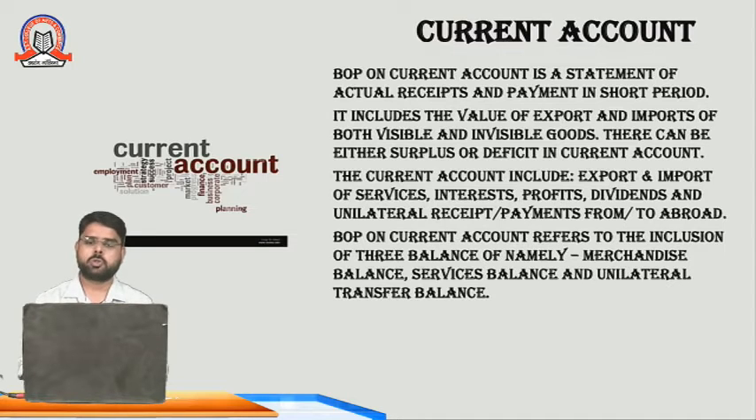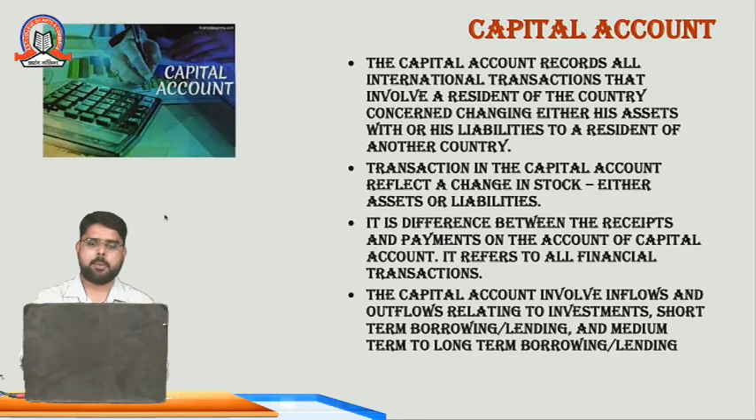Okay. So the next one we are moving further, the BOP on current account refers to the inclusion of three balances, namely the merchandise balance, the service balance and the unilateral transfer balance. So the next one we are going to study is the capital account.